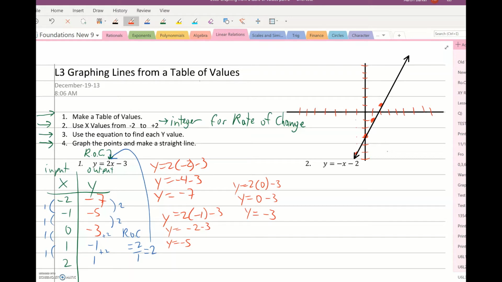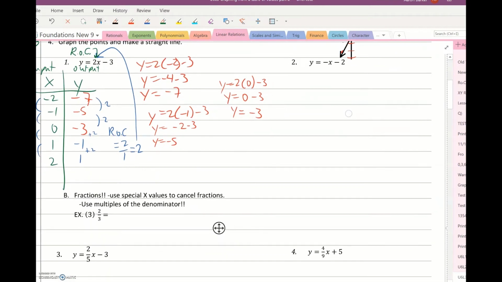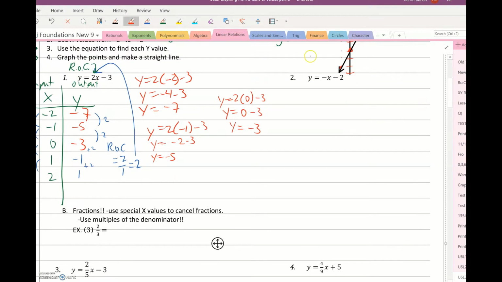All right. Next one. So now we have y equals -1. Right? Remember, that's a -1, so it's still an integer value. So for my inputs, I'm going to use my regular inputs of -2, -1, 0, 1, and 2. Always use that if you have an integer. Okay. So then my output values I have to find.